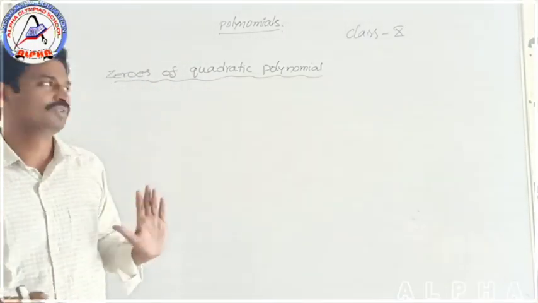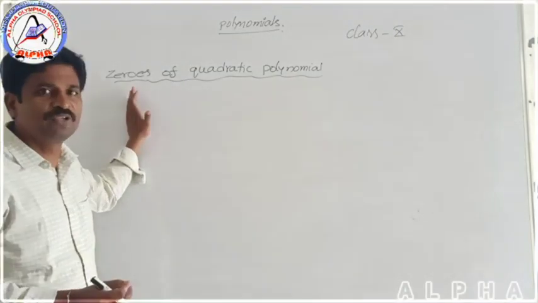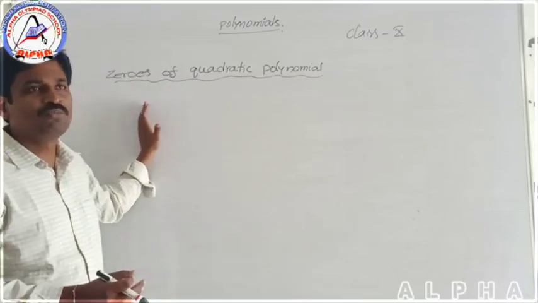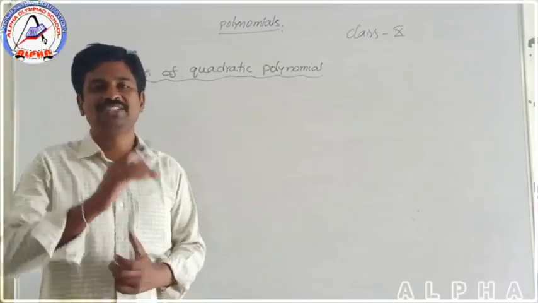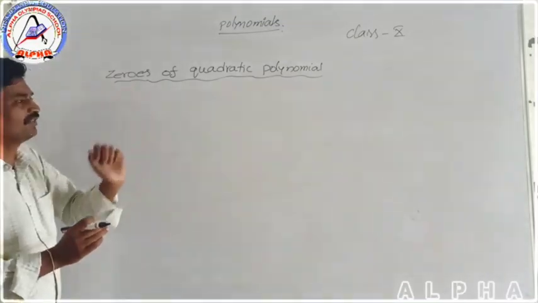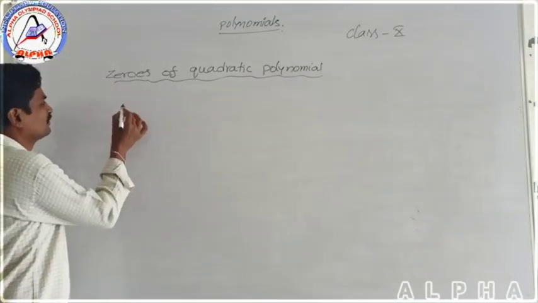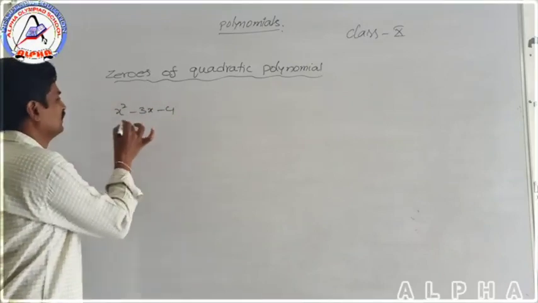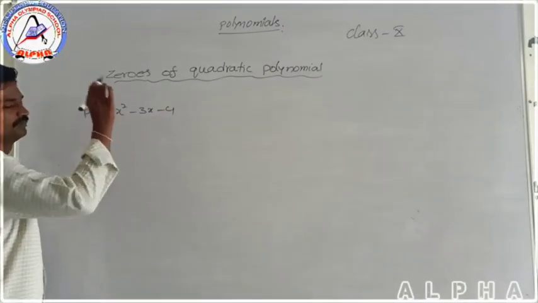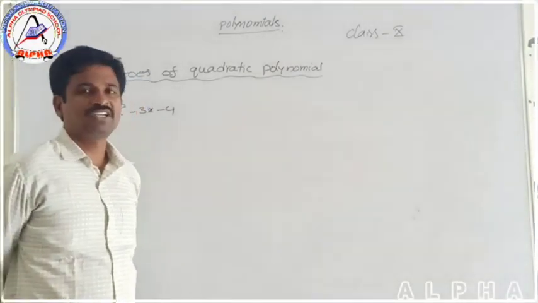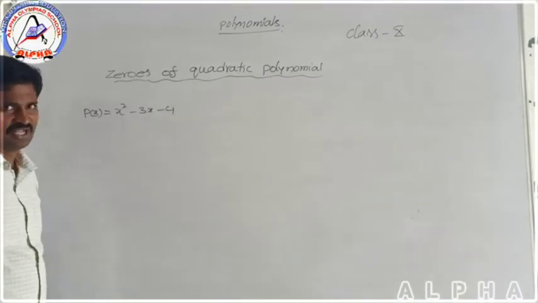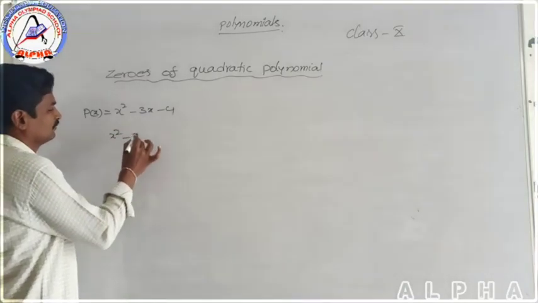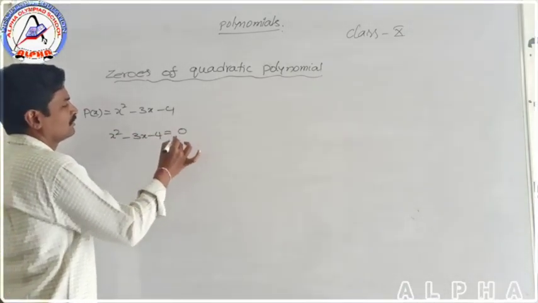And for a cubic polynomial, the degree is 3, which means a cubic polynomial has at most 3 zeros. Then how can we find the zeros of a quadratic polynomial? Suppose x square minus 3x minus 4 is a quadratic polynomial, and we have to find its zeros. How can we find its zeros? When we have to find its zeros, just equate it to 0.